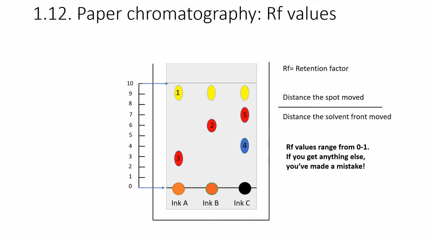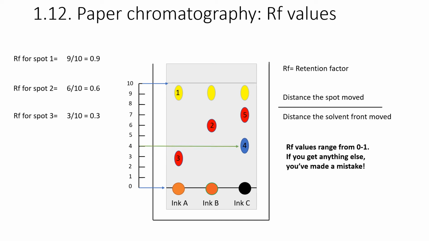So for number 1, we need to measure from the middle of the spot, and we'll do this for all the spots. So as long as we measure the same position in each spot, this is okay. You can see that it's moved 9 centimeters. Therefore, we do 9 divided by 10 and get an RF value of 0.9. For spot number 2, we can see it's moved 6 centimeters. Therefore, it will be 6 divided by 10, and it will have the RF value of 0.6. Spot number 3 has moved 3 centimeters, and therefore it will have an RF value of 0.3.